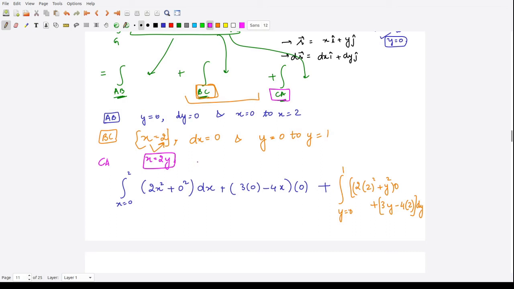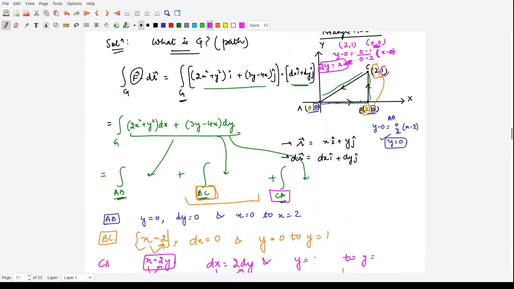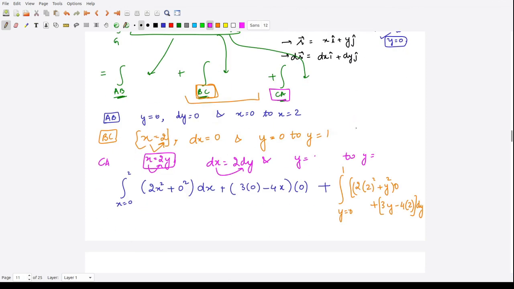So according to this, if you differentiate this line, you will be getting dx is equal to 2 dy. Because we are converting the variable x in terms of y, we will be looking for the limits for y. So what are the limits of y here? The y varies from 1 to 0, so we will write it in the same order, from 1 to 0. Therefore in this case our integral becomes y varying from 1 to 0, right?